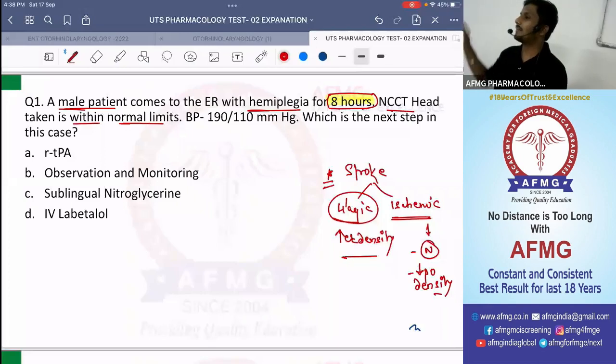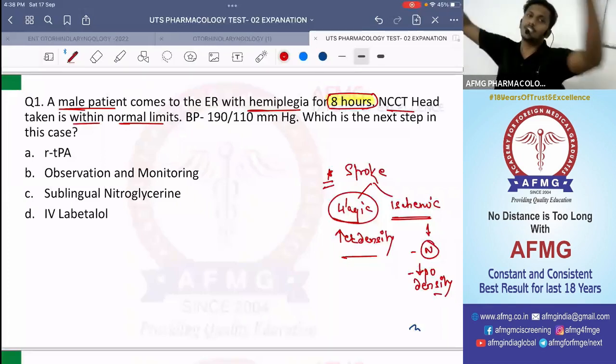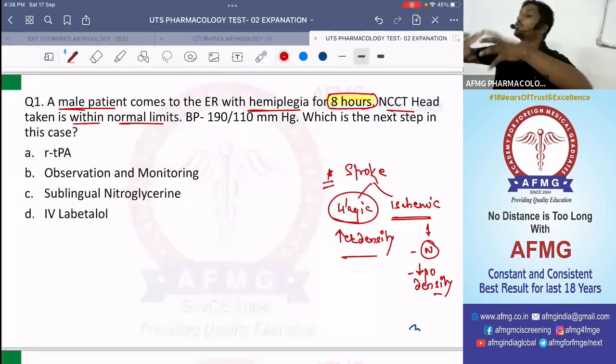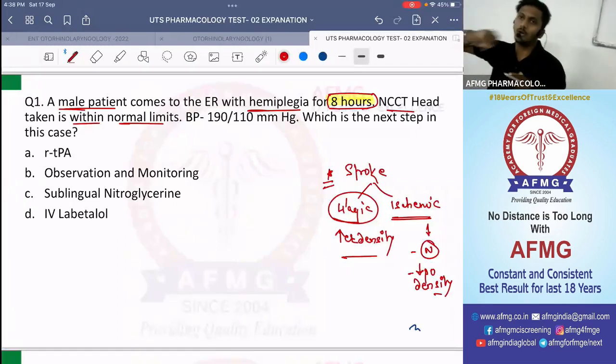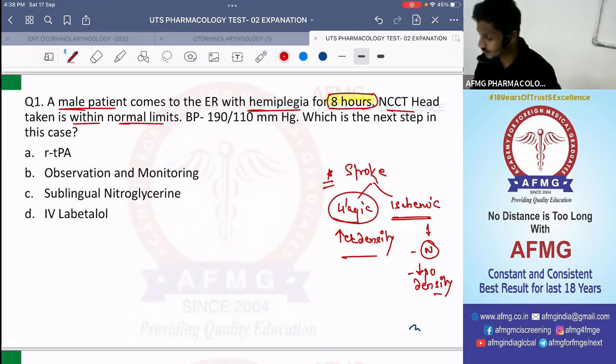Okay? But that blackening is not seen in all the cases. It is only seen in extensive stroke. That means, when a stroke like middle cerebral artery stroke occurs, in that stroke this hypodensity is a common feature. Otherwise, hypodensity is usually seen after a few hours. Okay? That is the thing. So here the CT is within normal limits. So it is a case of ischemic stroke.